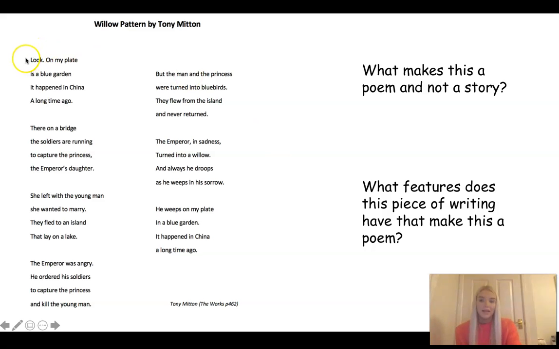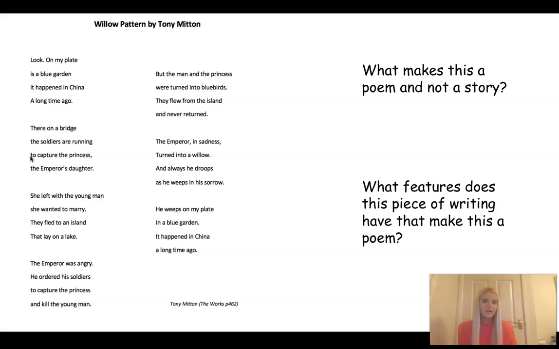Look, on my plate is a blue garden. It happened in China a long time ago. There, on a bridge, the soldiers are running to capture the princess, the emperor's daughter. She left with the young man she wanted to marry. They fled to an island that lay on the lake. The emperor was angry. He ordered his soldiers to capture the princess and kill the young man.